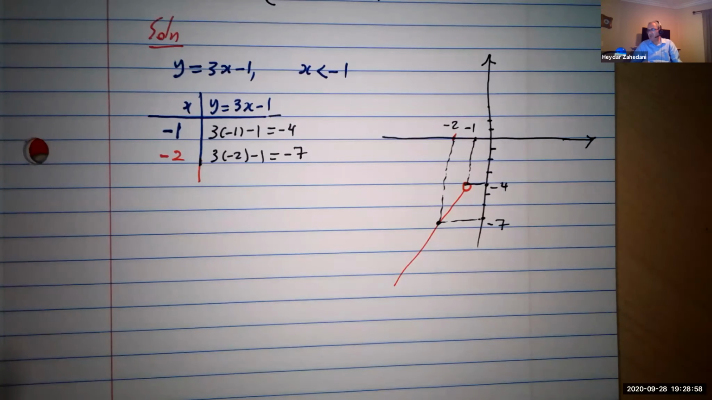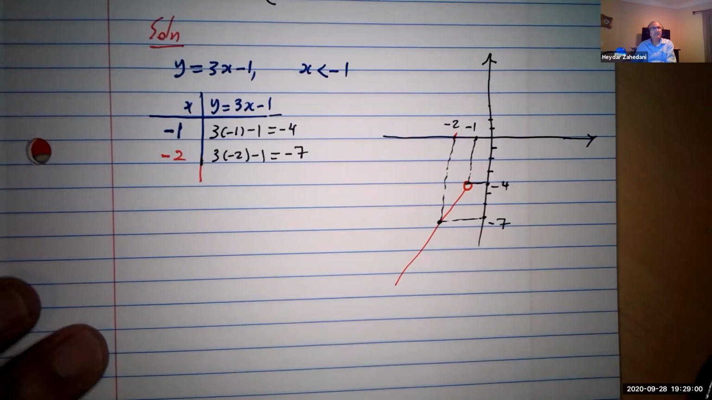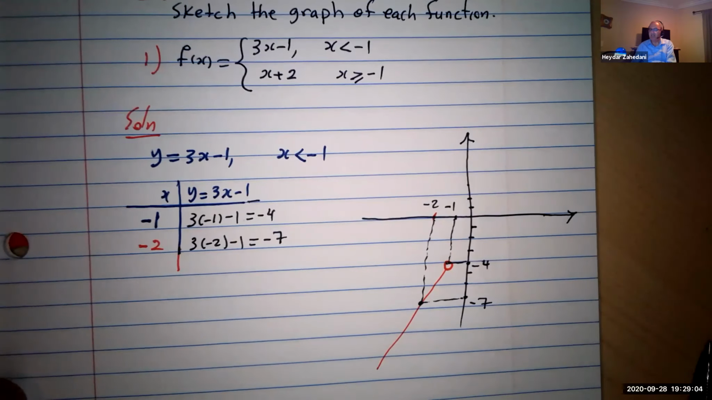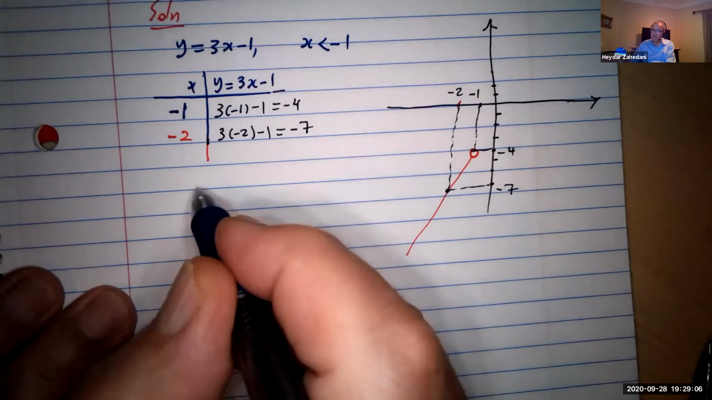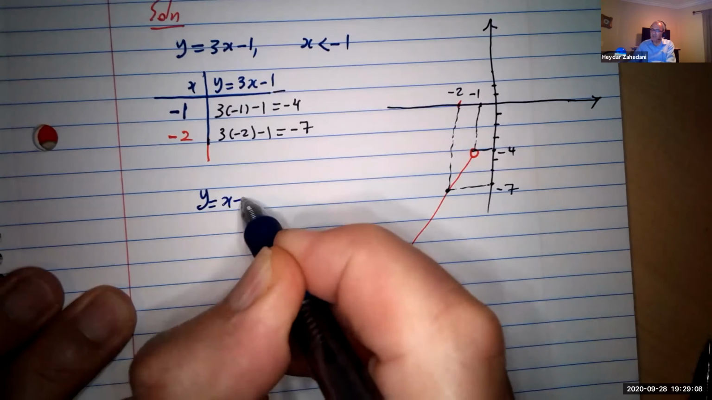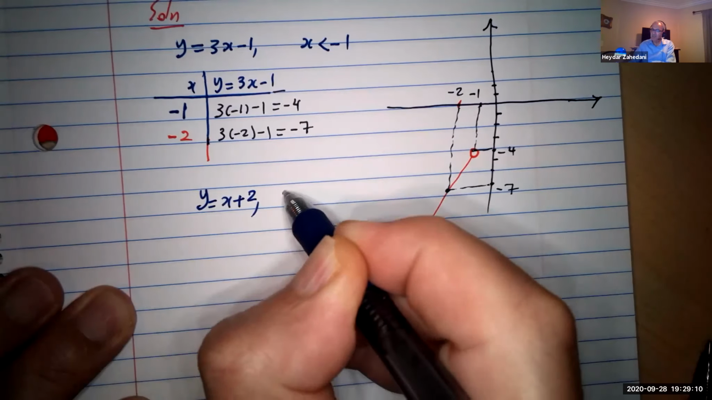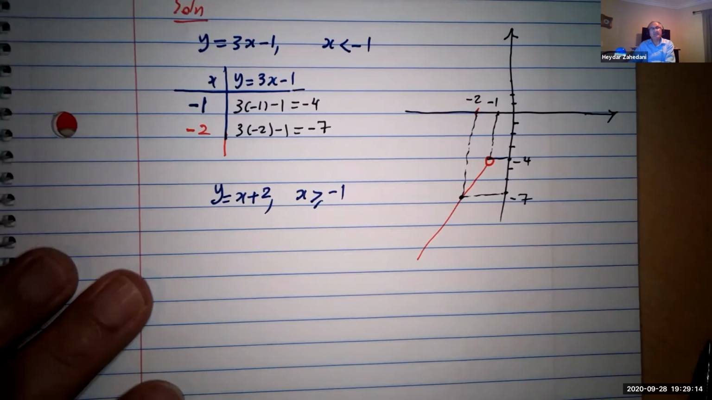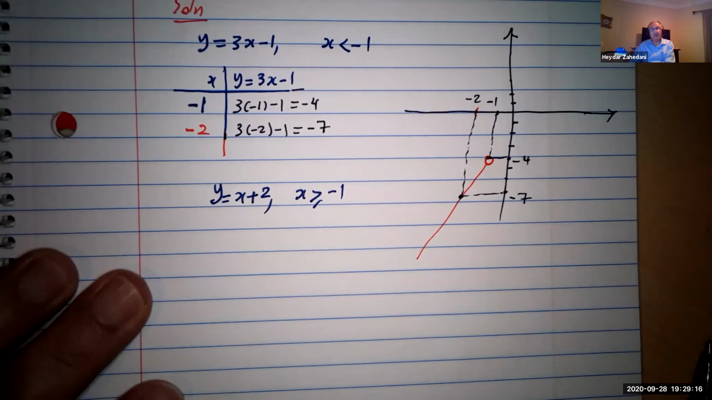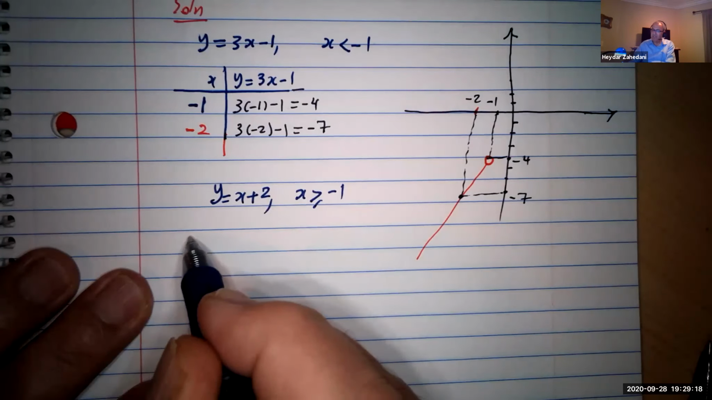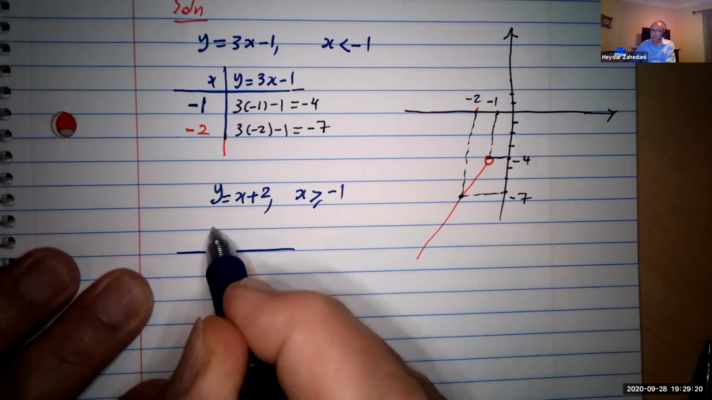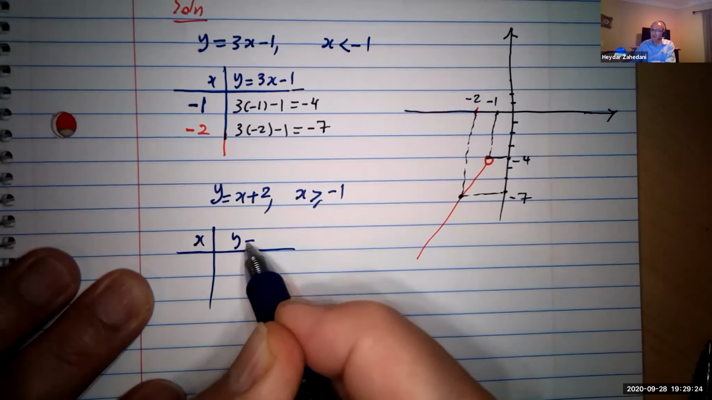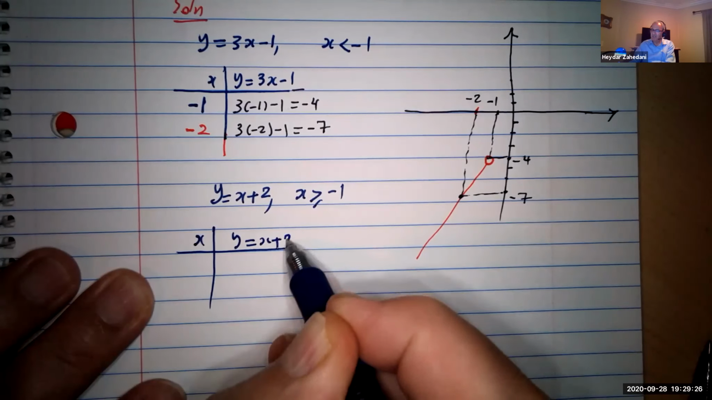That's the first part. You are going to do the same for the second part. What is the function? Y equal to x plus 2. So do the same thing. Y equal to x plus 2. What's the restriction? Greater than or equal to negative 1. So you must make sure that you are above the negative 1. So that's why when you want to pick the points, this is going to be your x, okay? And this is going to be y, which is x plus 2, okay?